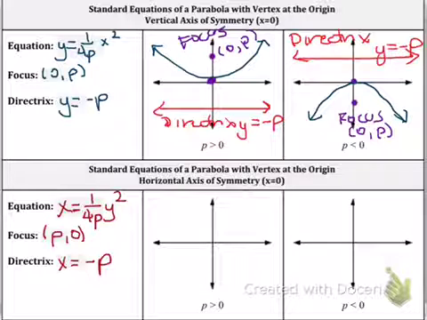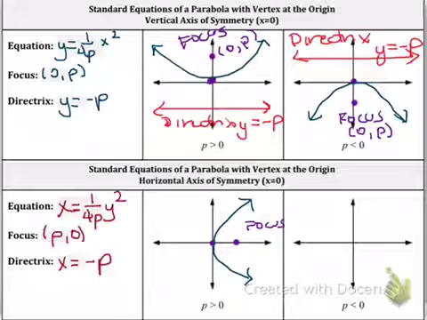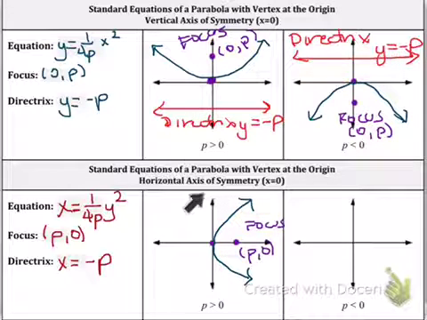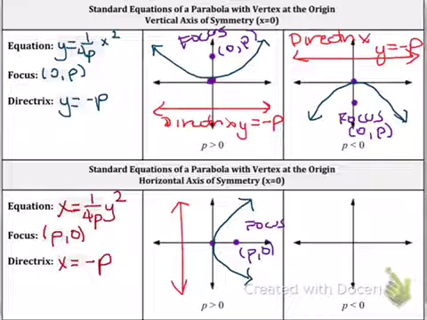So when the p value is greater than 0, it's going to open to the right. So vertex is still at the origin. And our parabola is opening to the right. The focus is in there. It's the interior of the parabola. And so the focus is (p, 0). And that should make sense because it is on the x-axis, right? So this is x, and this is y, and then our directrix is on the other side here. And that is the directrix, and now it's x equals negative p.